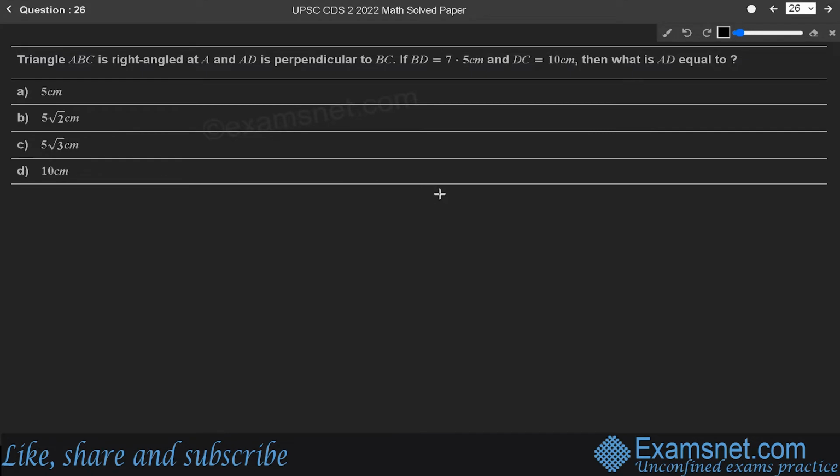Next question is triangle ABC is right angled at A and AD is perpendicular to BC. If BD is 7.5 centimeter and DC is 10 centimeter, then what is AD equal to? It is a very interesting question, and this kind of question always comes in the exam. So understand it carefully. It is a very, very simple question. Question says that ABC is right angled at A. So first let us make a right angled triangle. Let this be the right angled triangle.